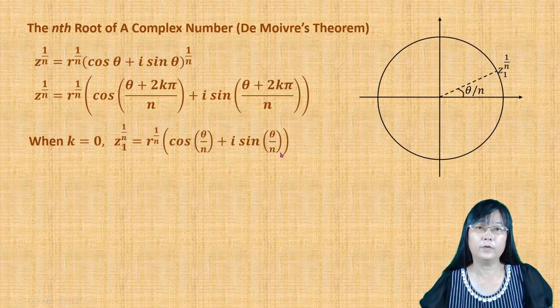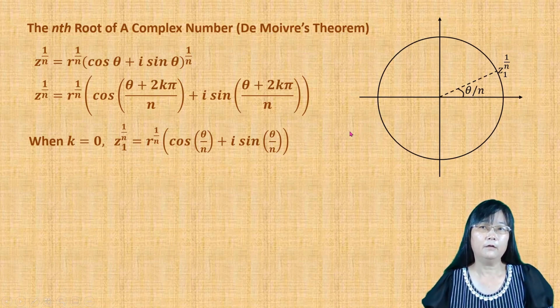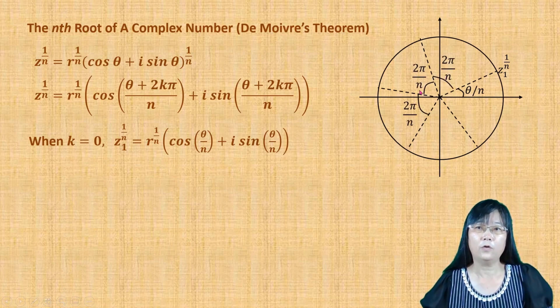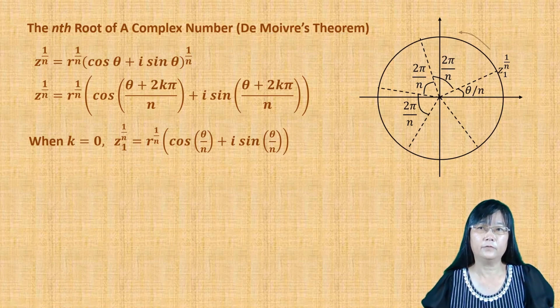And when we continue, for the nth root, there are n values of the root, and all the n values of the root will divide the whole circle into n equal parts. And the angle at the center of each of the sectors here is equal to 2 pi over n. So to find the second value of the root, we follow the direction anti-clockwise. So the second value of the root is this one.